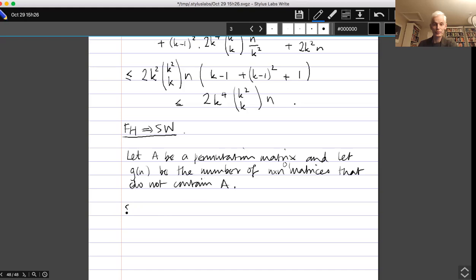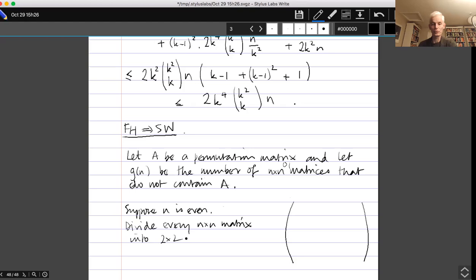Suppose that n is even, and let's divide every n by n matrix into 2 by 2 blocks for the purposes of counting them.